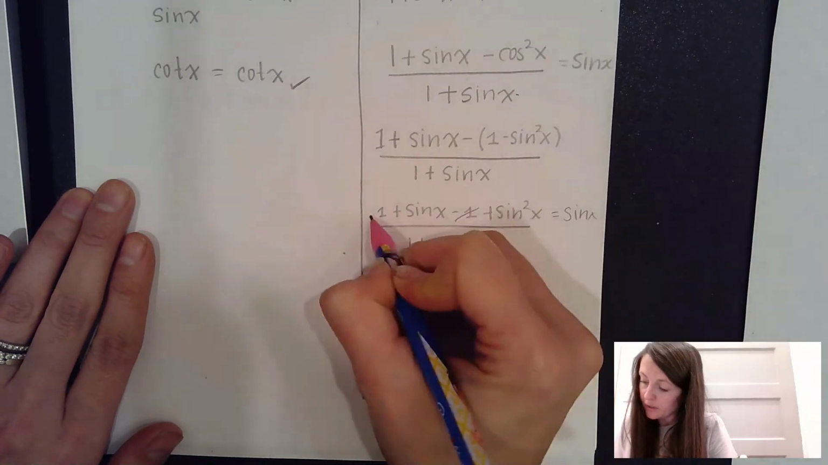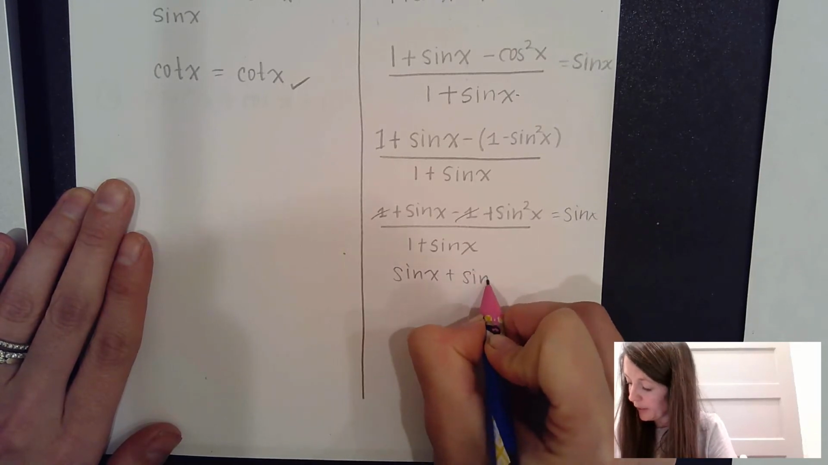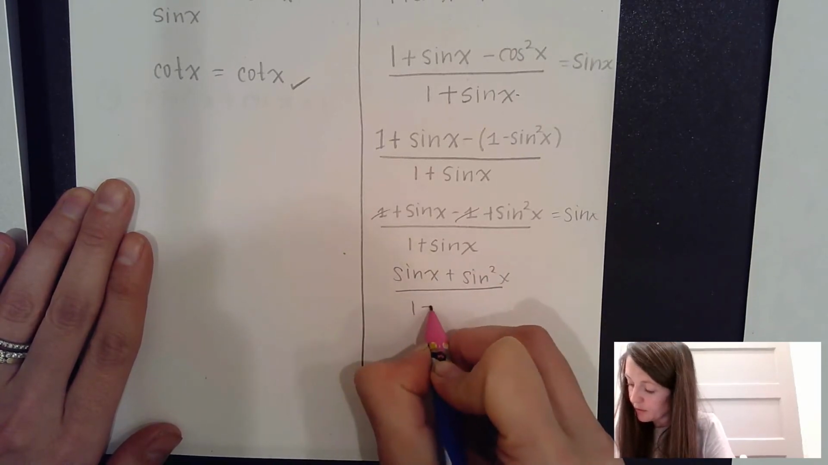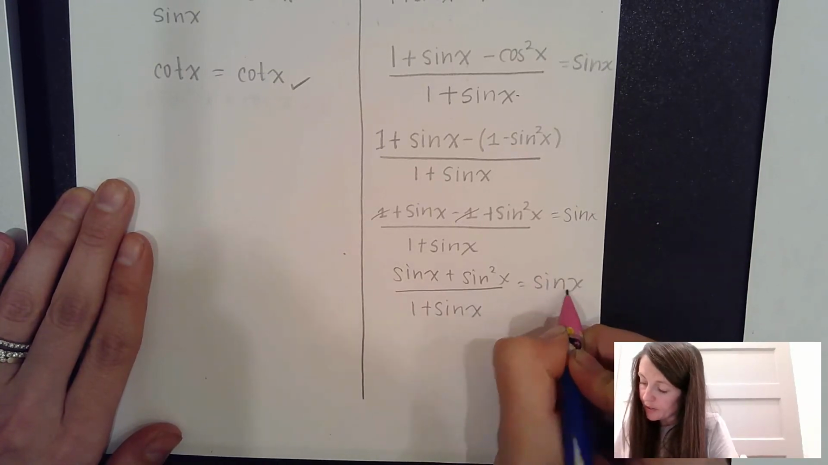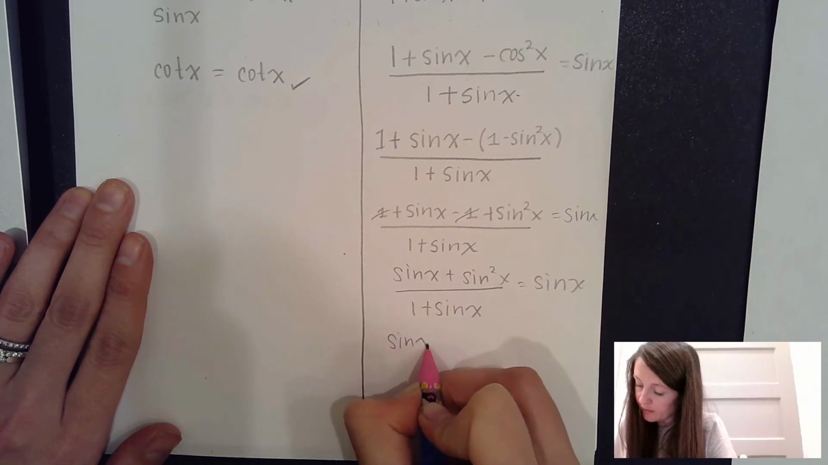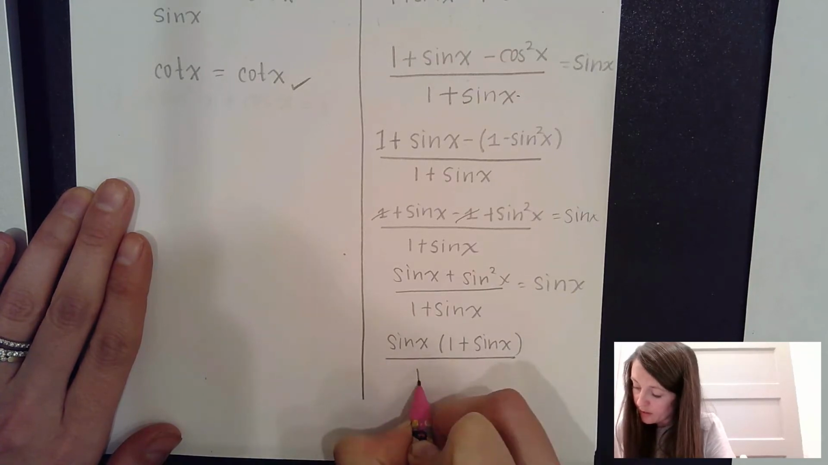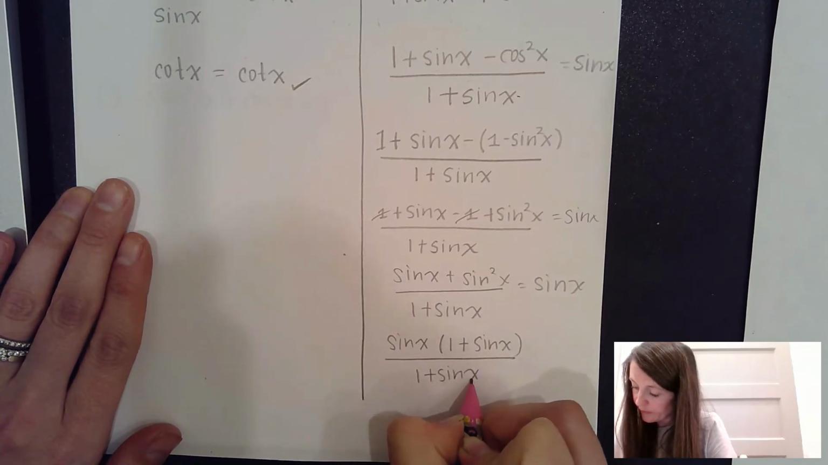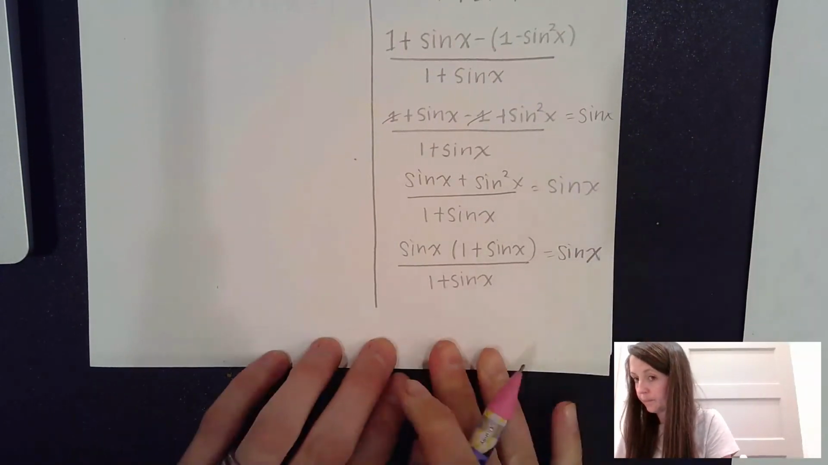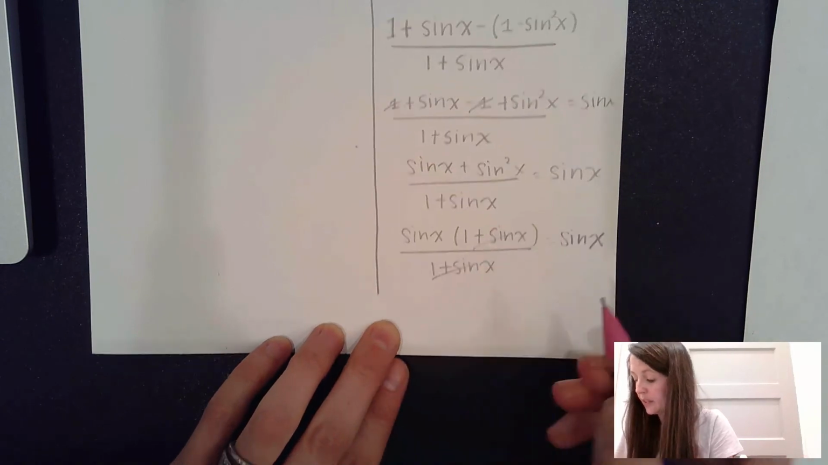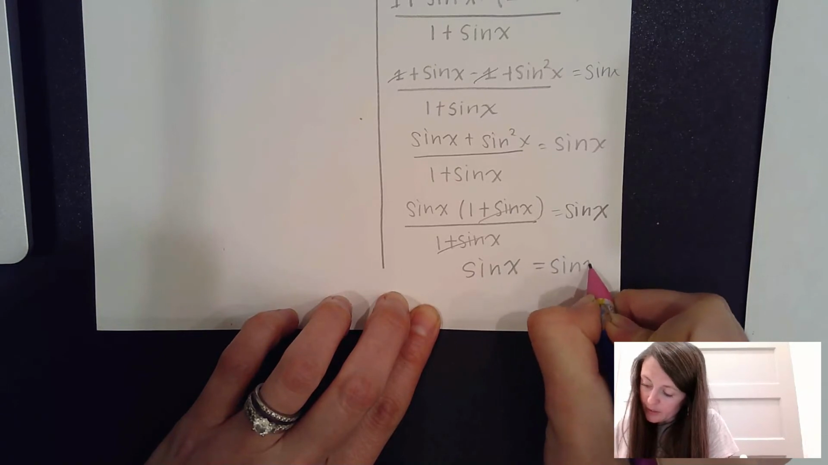Alright, so my 1's are going to go away, so I'm going to be left with sine of x plus sine squared of x all over 1 plus sine of x. So I can factor out there a sine. So if I take out sine of x, I'll be left with 1 plus sine of x. And then 1 plus sine of x can go away, so I will be left with sine of x is equal to sine of x.